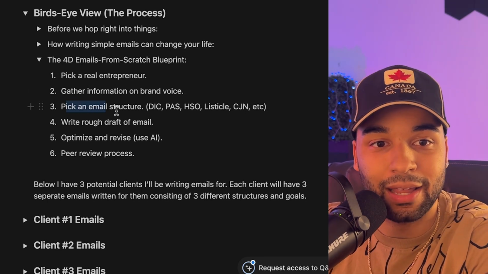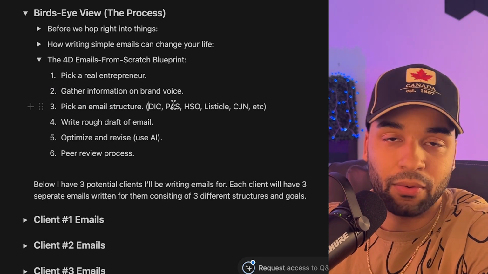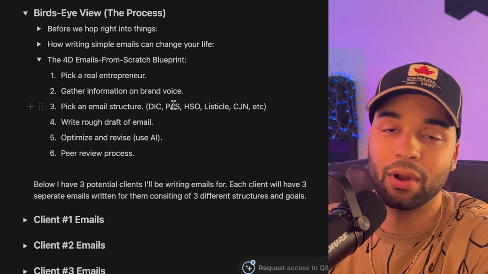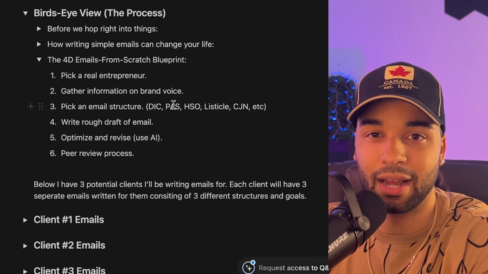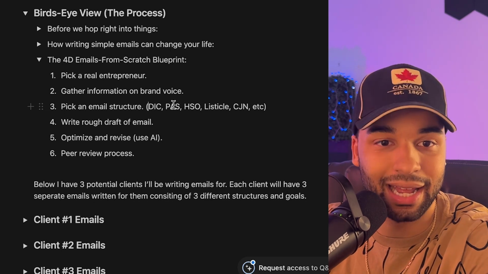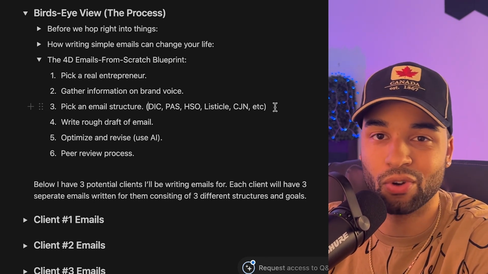Then we're going to pick an email structure. All emails are simply just structured, okay? A common phrase that I love to repeat, and I actually got it from Jason Capital, is that copywriting is not written, rather it is assembled. We are essentially going to be assembling all the things that they already say into an email using these structures, okay? So it doesn't really come down to creative writing.